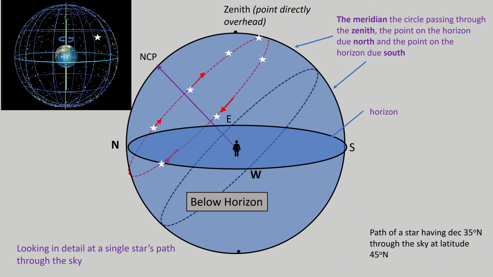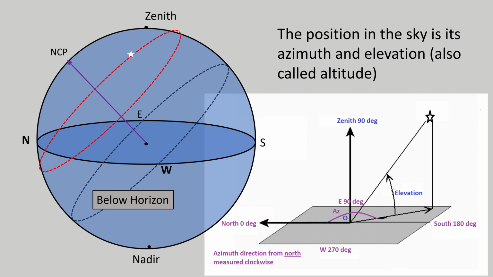If we look again at another star, but this time declination 0 on the celestial equator, it follows a similar path, but it doesn't get as high in the sky and isn't above the horizon for so long. So what we want to do is to work out a star's position in the sky. We want to know its azimuth, which is its angle from the northerly direction, and its elevation, sometimes called altitude, which is an angle above the ground.